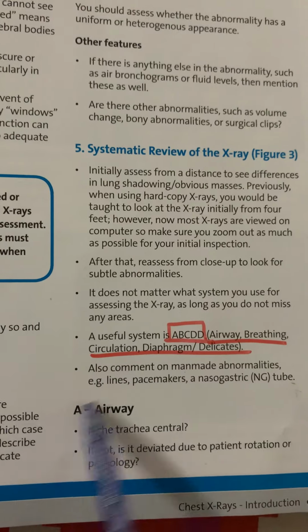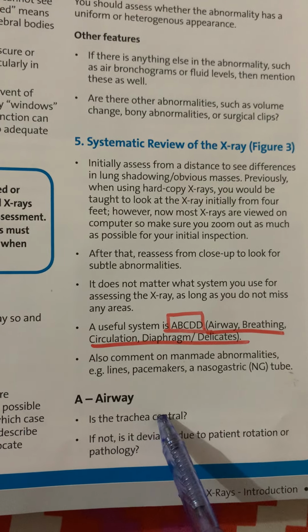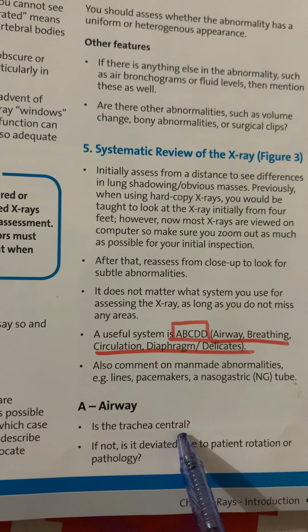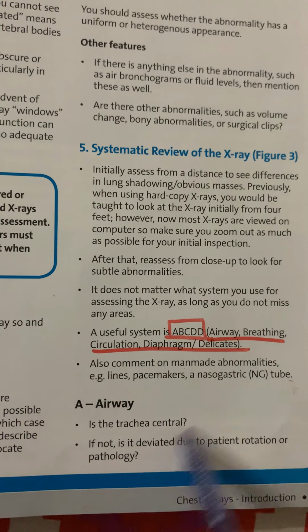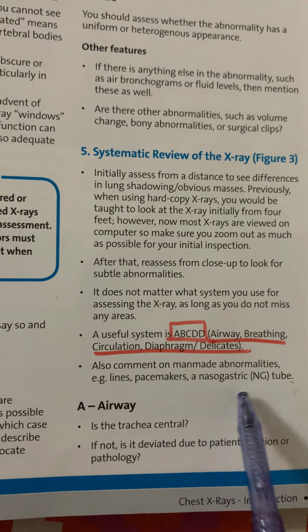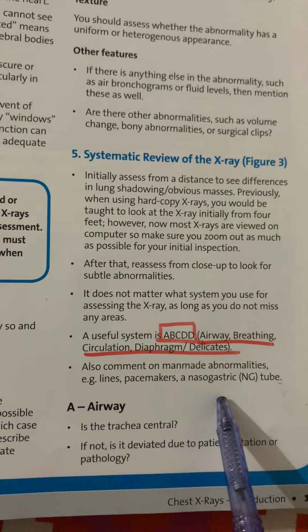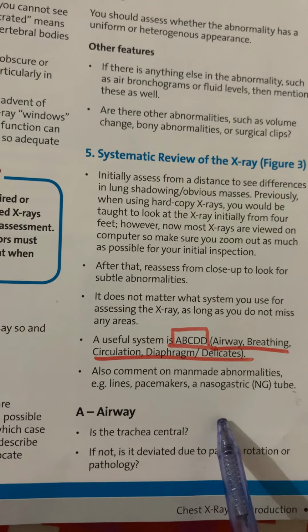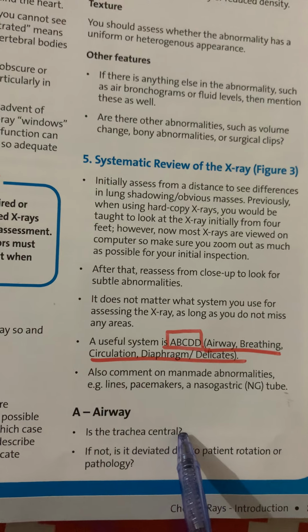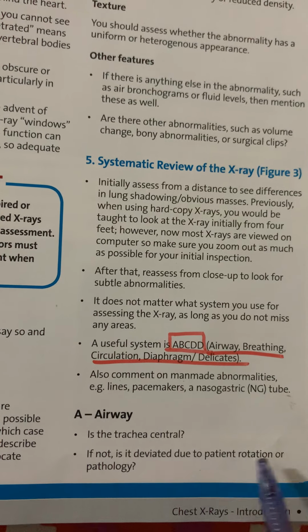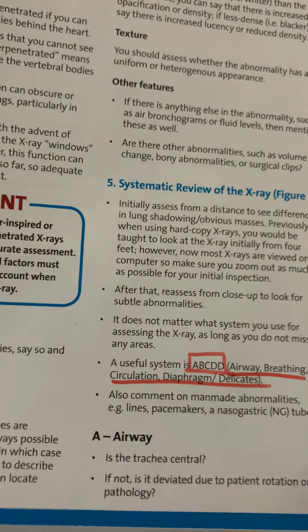First of all, A for airway. We will look at the airway, that is, is the trachea central or is it shifted? If it is shifted, is it deviated towards the abnormality or away from the abnormality, and if not, is it deviated due to the patient's rotation or pathology?